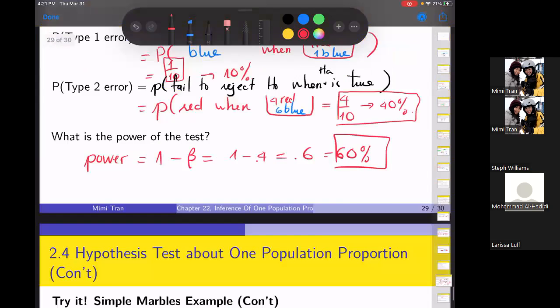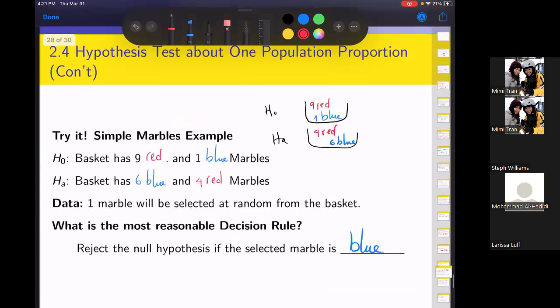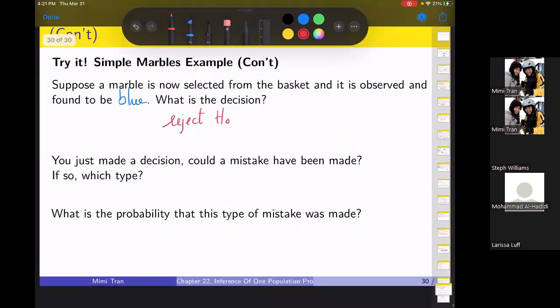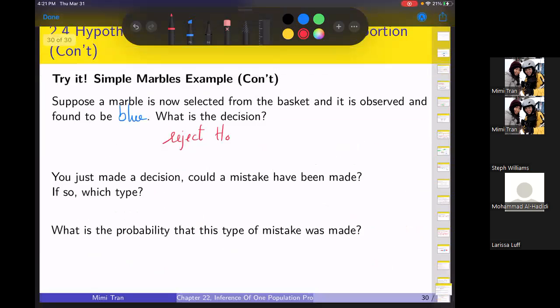Remember, in the H not basket, there's blue in there, right? Well, you picked up blue. So even though you made a decision, there still could be a mistake. And do you know what kind of mistake that is? We reject H not when H not is true. Type 1, right? Because you rejected H not. I'm just going to say type 1.